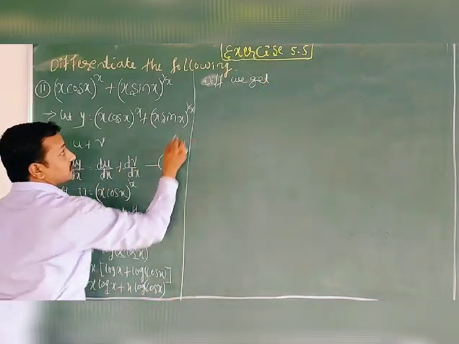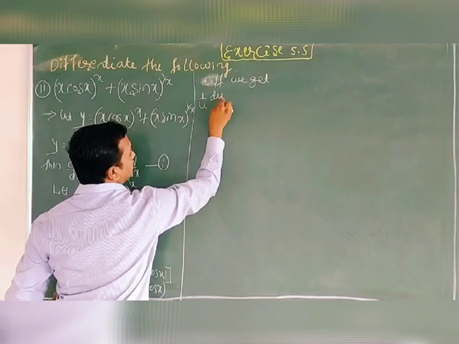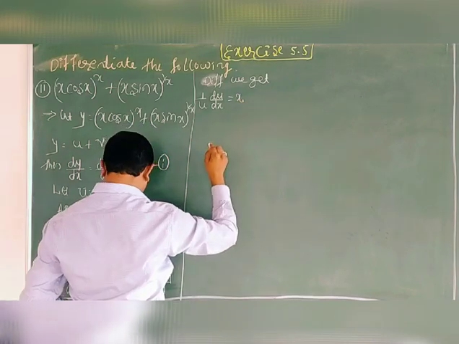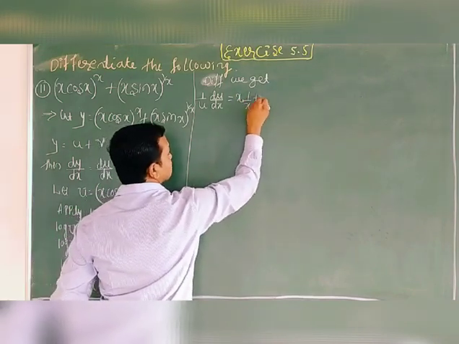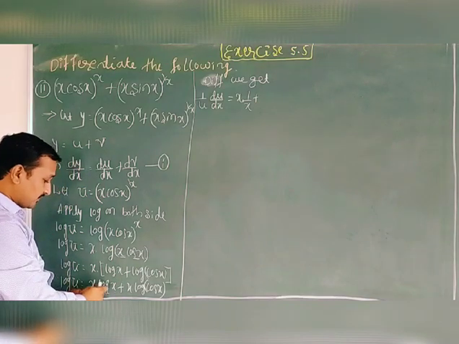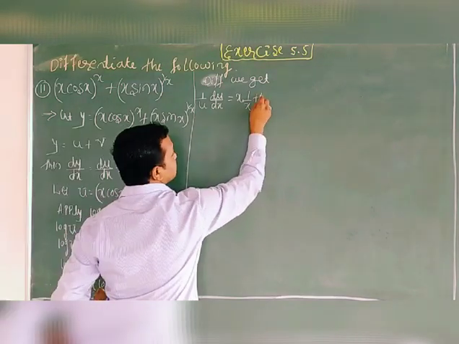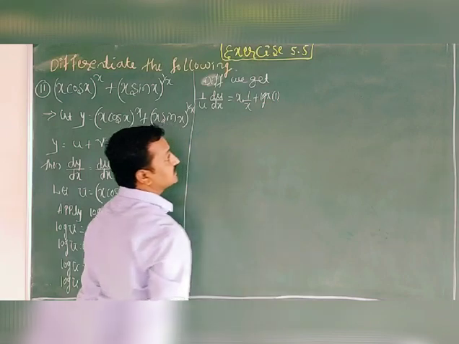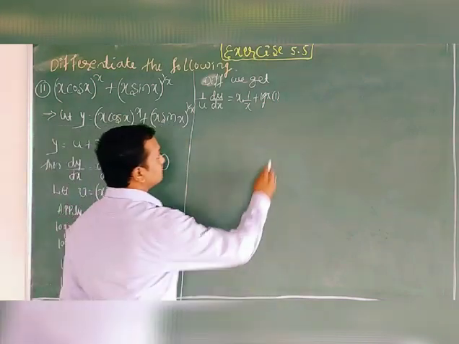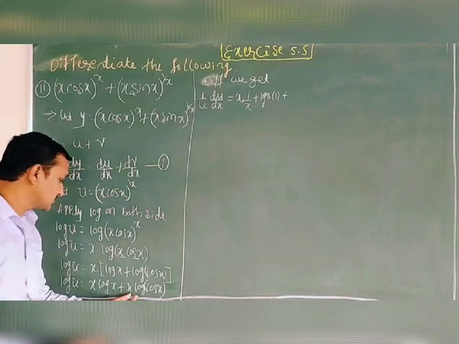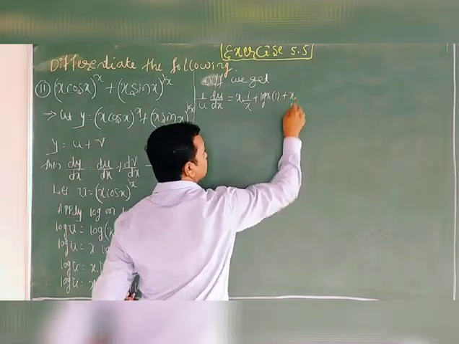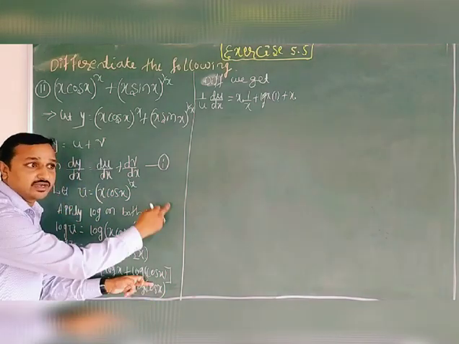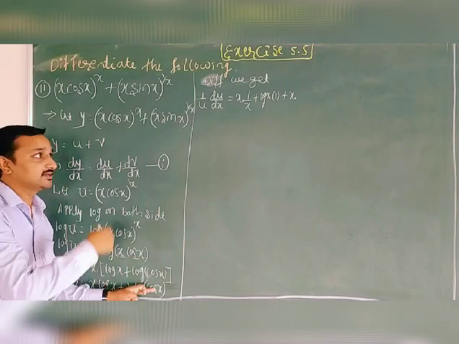Differentiating, the derivative of log u is 1 by u into du by dx, equal to: for x log x, x into the derivative of log x, which is 1 divided by x, plus log x as it is, into the derivative of x, which is 1. Similarly for the second term, keep the first function x as it is, then the derivative of log of cos x is 1 divided by cos x, and then again differentiate cos x.